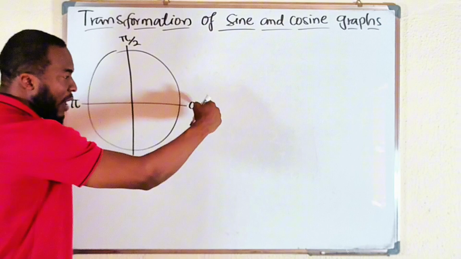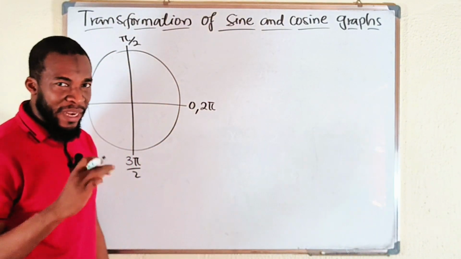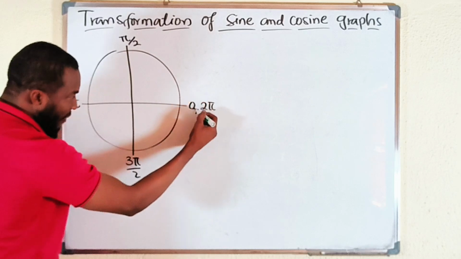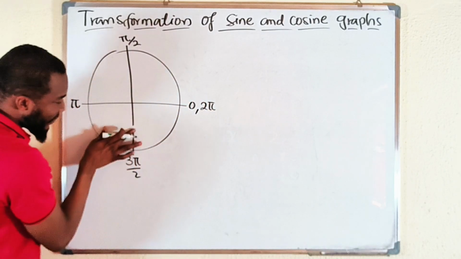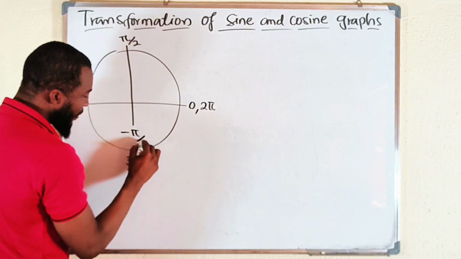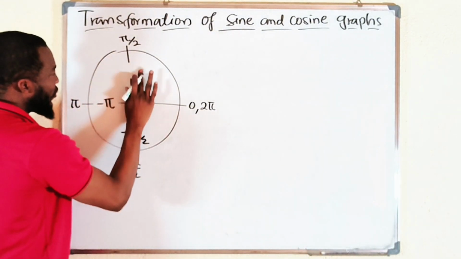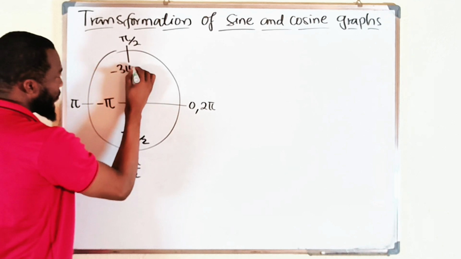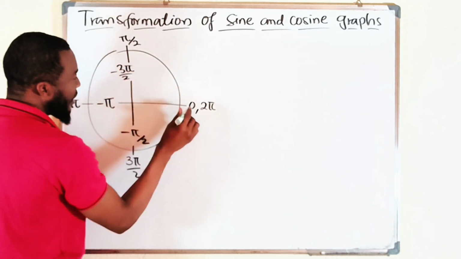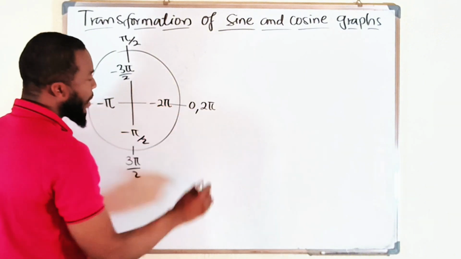Then you can count this angle clockwise, thereby encountering negative angles. If you come like this, it is going to be negative 90 degrees, right? Negative pi divided by 2. This is going to be negative pi. This is going to be negative 3 pi divided by 2. And lastly, if you come down here, this will be negative 2 pi.